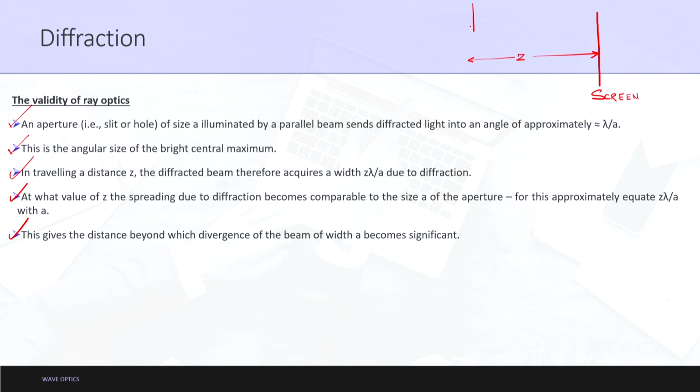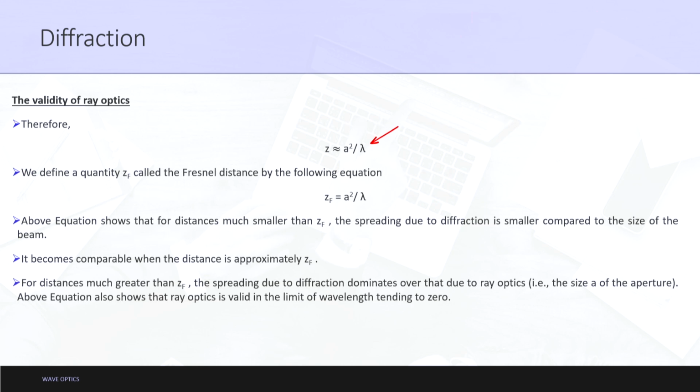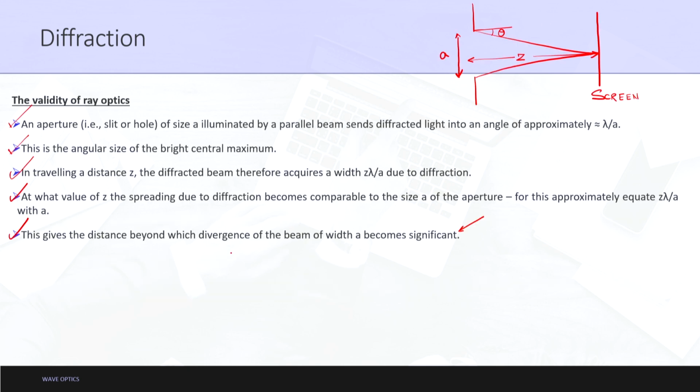Now if a slit is formed here, let us say it has a width A, and we are considering it at some angle theta. So this is the distance z and this is the width being talked about here. This gives the distance beyond which divergence of the beam of width A becomes significant. We are just calculating a distance z, which is approximately equal to A square by lambda. What will happen at this distance? The divergence of the beam of width A becomes significant. At that point we can actually see the diffraction pattern occurring.